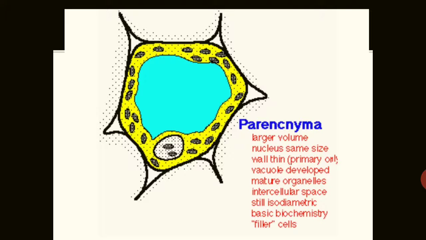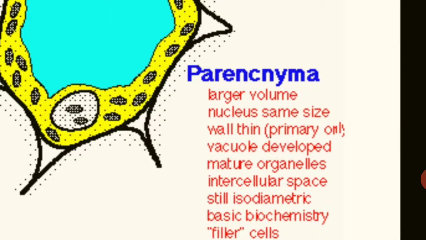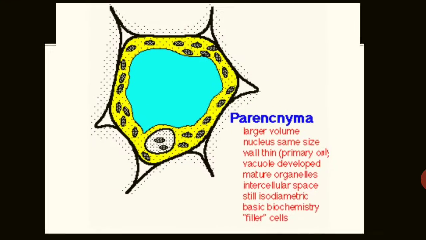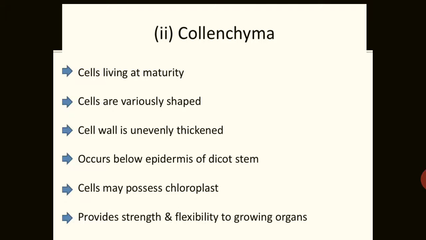That is basic biochemistry, and these cells are also known as the filler cells. So it can fill the entire cavity, the entire area of plant tissue. The second type of simple tissue is known as the collenchyma.